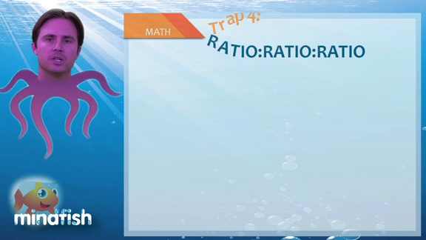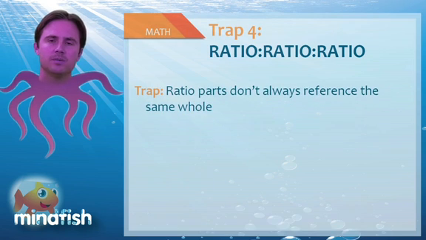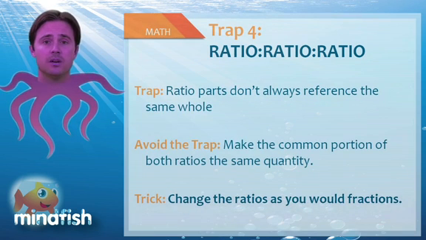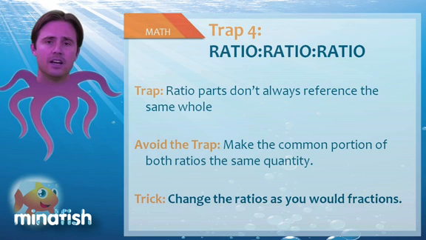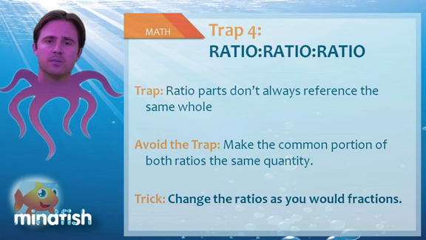Our fourth trap is ratio, ratio, ratio. Oftentimes the test will give you a ratio of A to B and a ratio of B to C and ask you for the ratio A to C. Now again, the temptation is to just go straight from A to C.